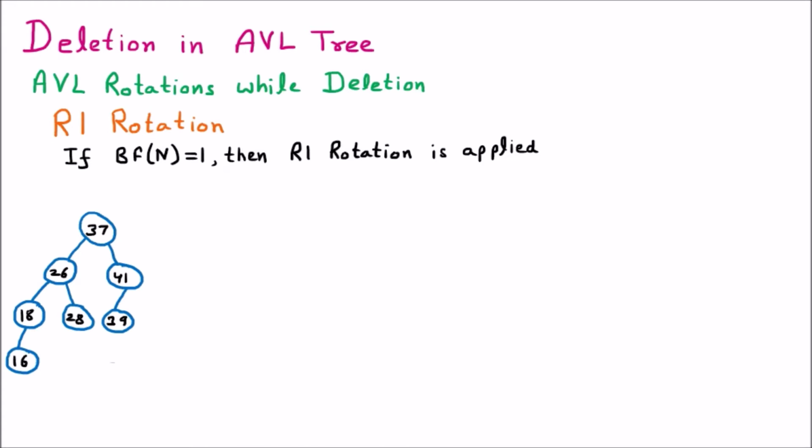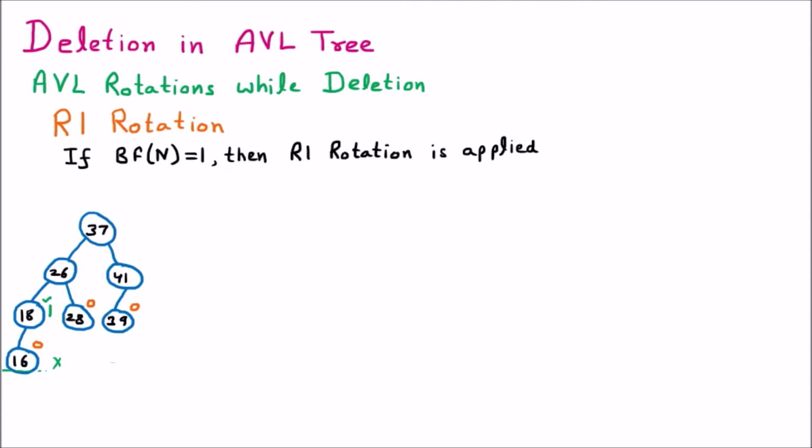Now first of all we have to find out whether this tree is AVL or not. We know that all the leaf nodes, which have no children, have the balancing factor 0. Now find the balancing factor of node 18. On the left hand side we have one level, on the right we have nothing. So 1 minus 0 is 1. So the balancing factor of node 18 is 1.